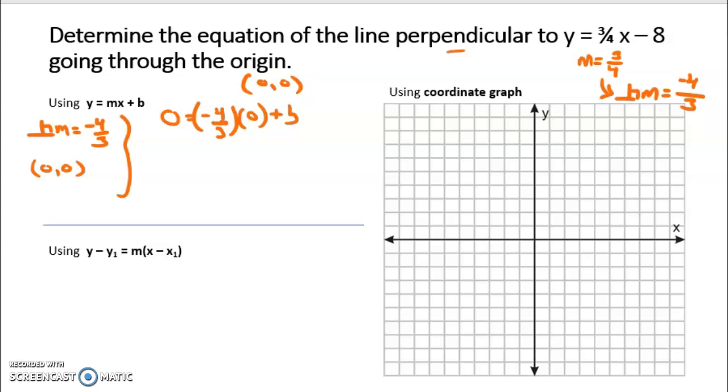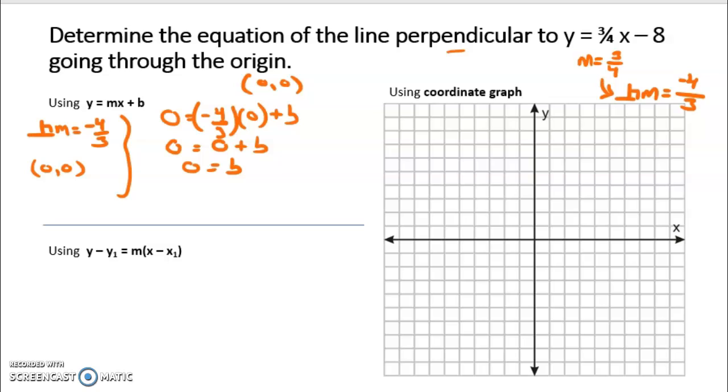Now, again, weird stuff's going to happen here, but just hang in there with it. Bringing down this side, 0. Anything times 0 over here will be 0, so plus b. So what are you going to get for a y-intercept? 0. And it's fine. If it happens, it happens.